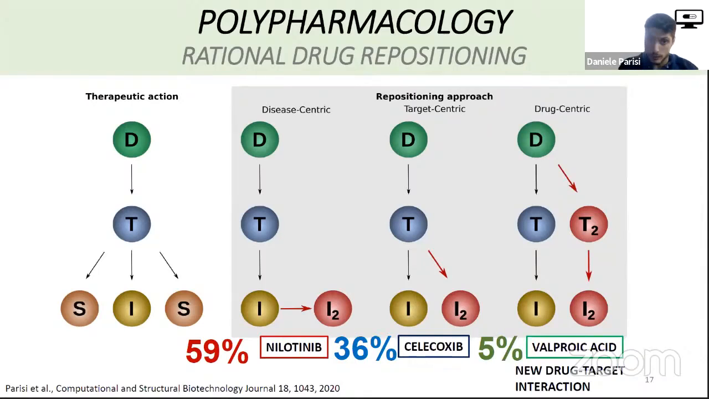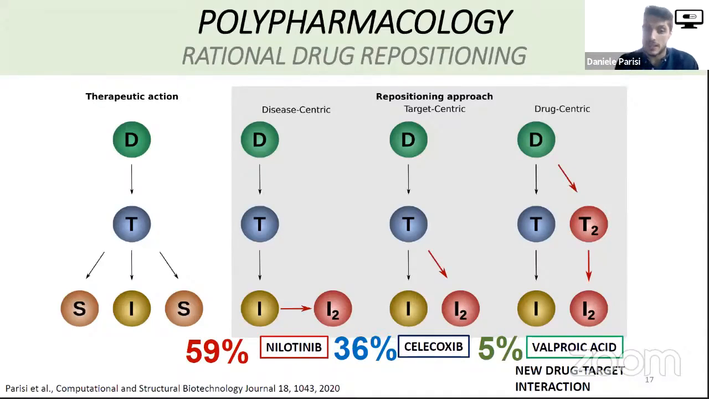One is the disease-centric, the first one on the left in the gray panel, which is actually related to the 59% of the cases that I showed you in the first slide, where a drug is repurposed to a different indication just because of the similarity between the side effect of the drug and the therapeutic indication, the first therapeutic indication of the same drug. So in that case, I don't really need to build a new interaction between a drug and a target for the second indication. I will just go from indication 1 to indication 2 if they are close enough to suggest to me that the drug can be a good candidate to be repurposed.